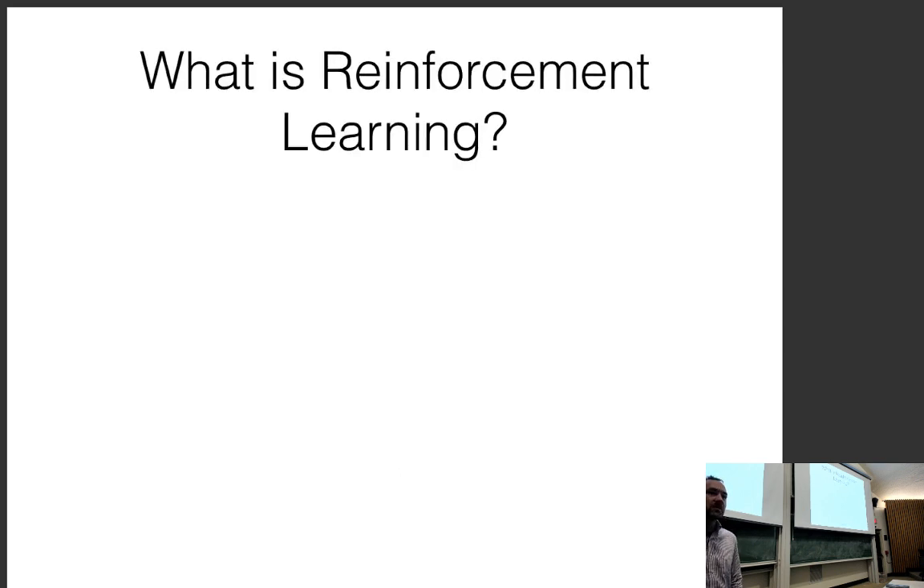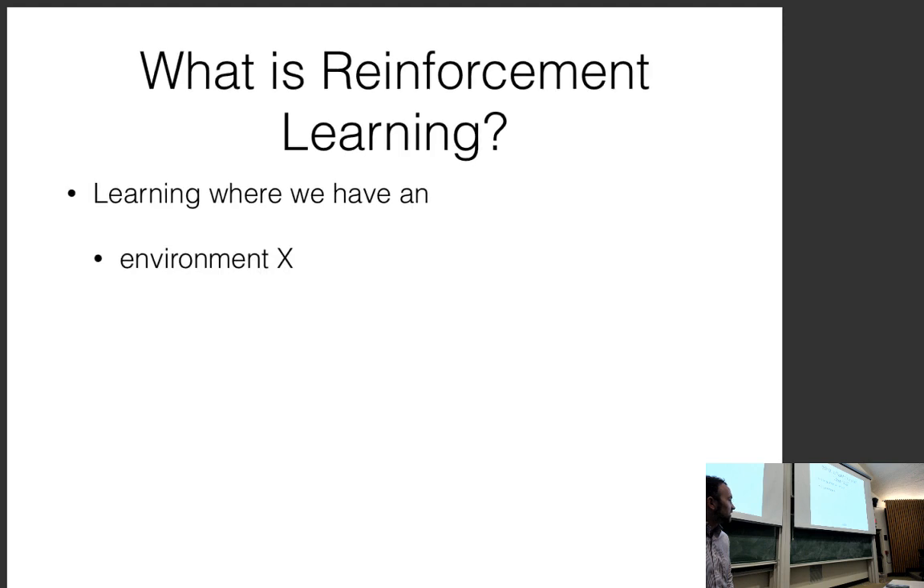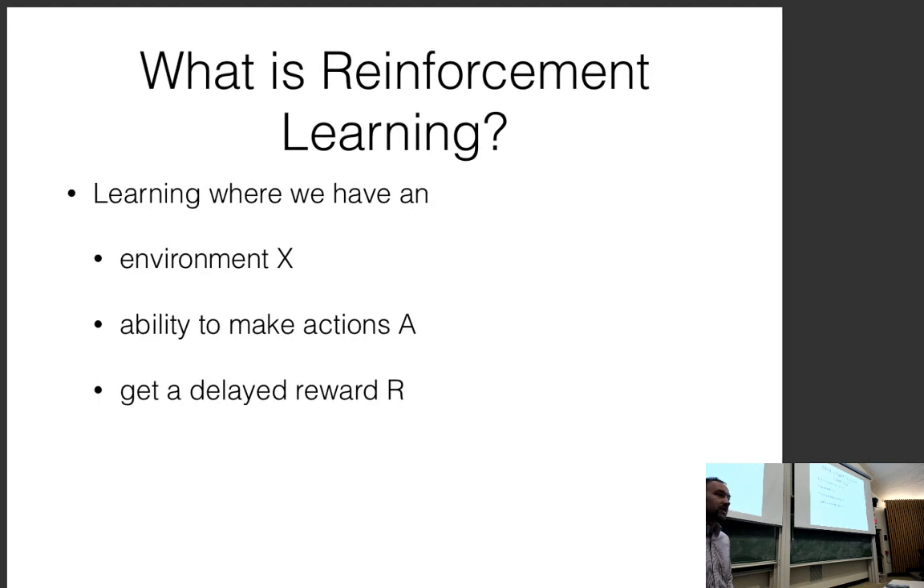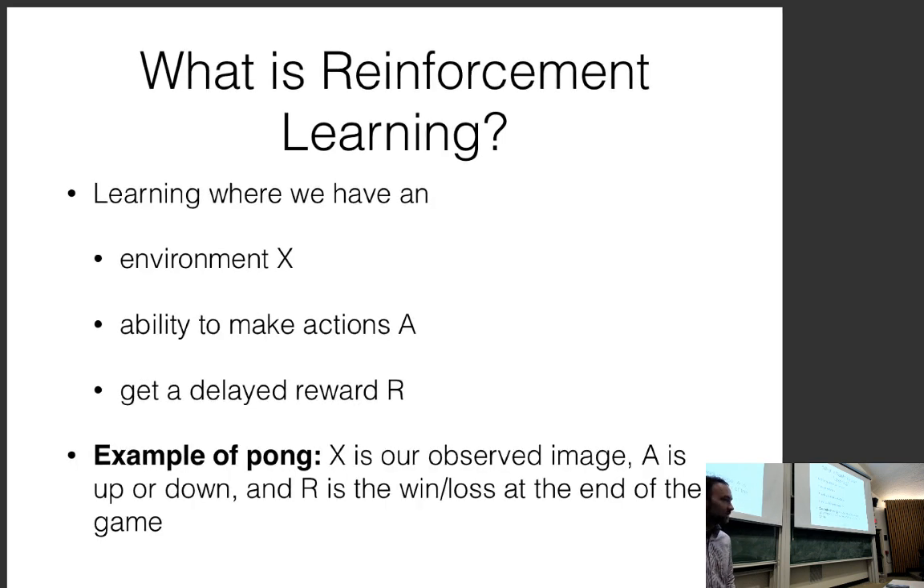And this was in the reading, so I assume that people largely know this already, but what is reinforcement learning? It's learning algorithms where we have an environment, X, ability to make actions, A, and we get a delayed reward, R. And the example of Pong, which you read about, was X is our observed image, A is up or down, and R is the win-loss at the end of the game.